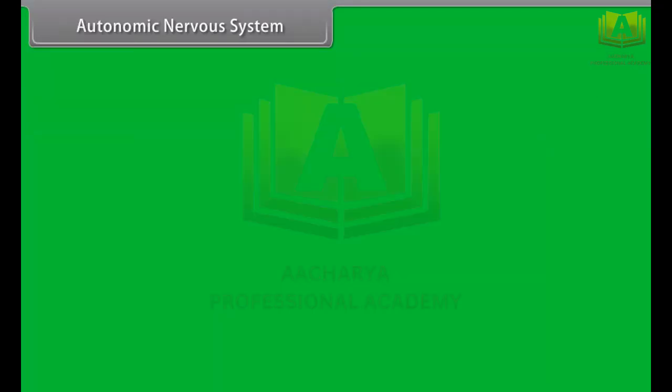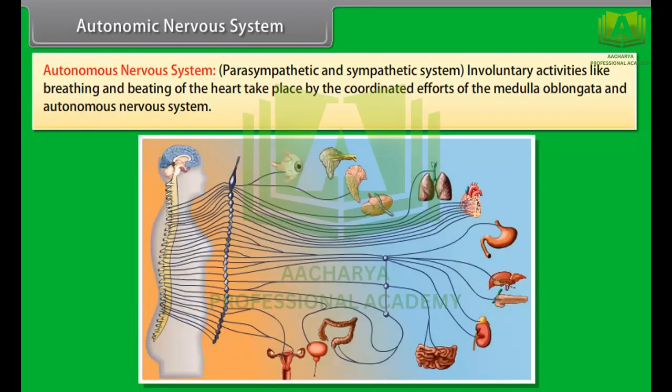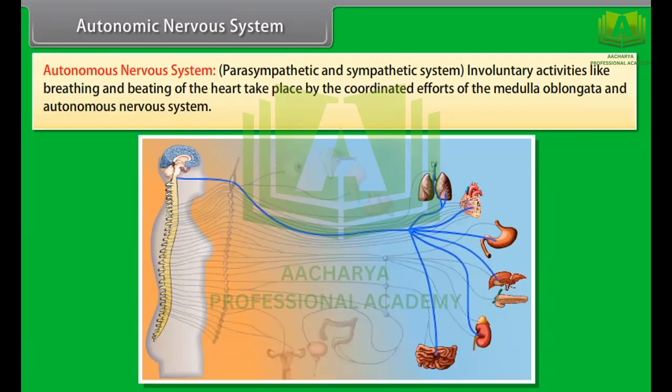Autonomic nervous system. Parasympathetic and sympathetic system. Involuntary activities like breathing and beating of heart take place by the coordinated efforts of the medulla oblongata and autonomic nervous system.